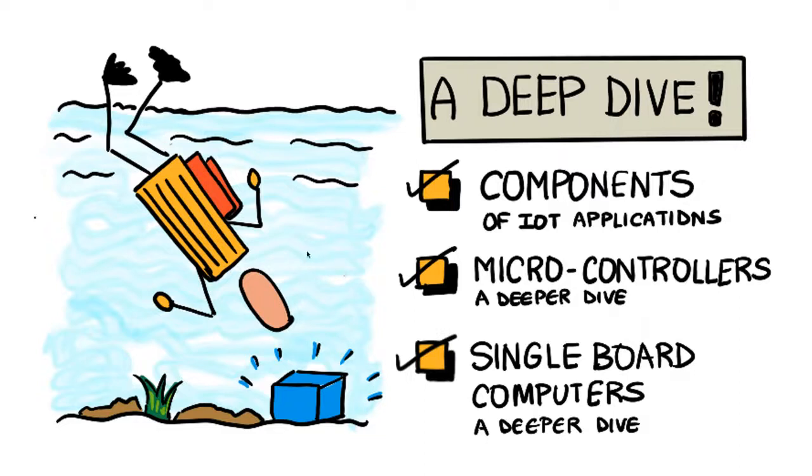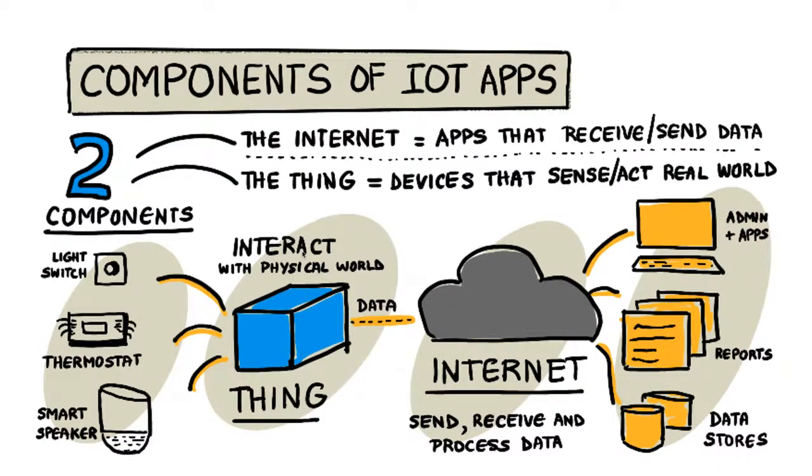So let's dig in. Let's start by talking about the components of an IoT application. IoT is the Internet of Things, and IoT applications are made up of two pieces, the Internet and the thing. On the thing side, you have some kind of hardware that interacts with the physical world. It will gather data via sensors, and it'll control the world via actuators. It'll be connected to things like light switches, thermostats, smart speakers, garage door openers, industrial machinery, you name it. The thing is attached to something and has that physical world interaction.